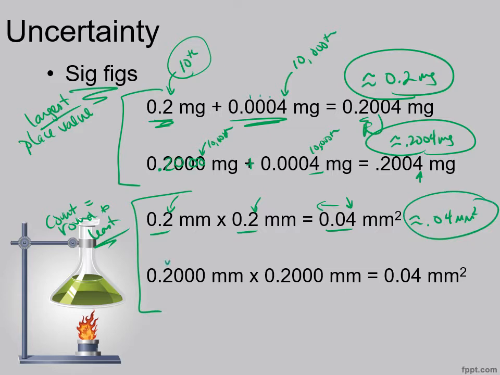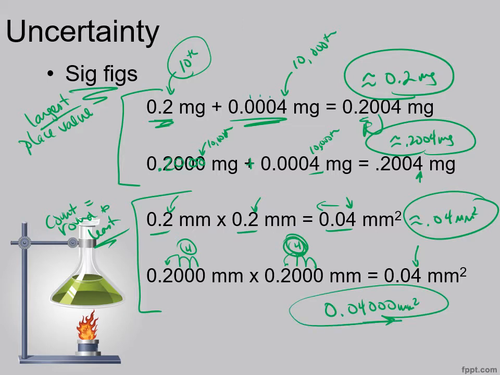Here's a little bit different. I have 1, 2, 3, 4 sig figs. I have 1, 2, 3, 4 sig figs. So our final answer needs to have 4 sig figs. Right now we only have 1. To fix that, I'm going to add some zeros to the right of my non-zero digit. That's going to make all of those zeros significant. Our final answer is 0.04000 millimeters squared.